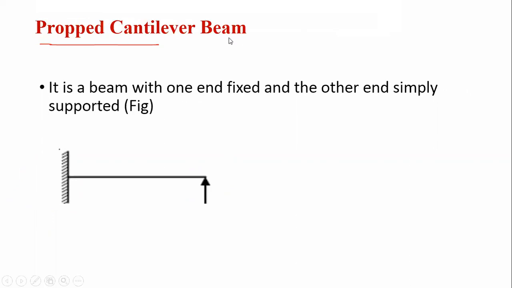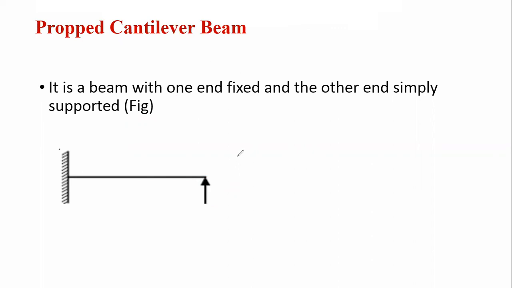Next one, the prop cantilever. The difference between cantilever and prop cantilever is only that at the free end one simple support or hinge support is provided. It is a beam where one end is fixed and the other end is simply supported. Such a cantilever beam is called a prop cantilever beam. The difference is that this free end is simply supported over here, and another difference is that the prop cantilever beam is an indeterminate beam and the cantilever beam is a determinate beam.